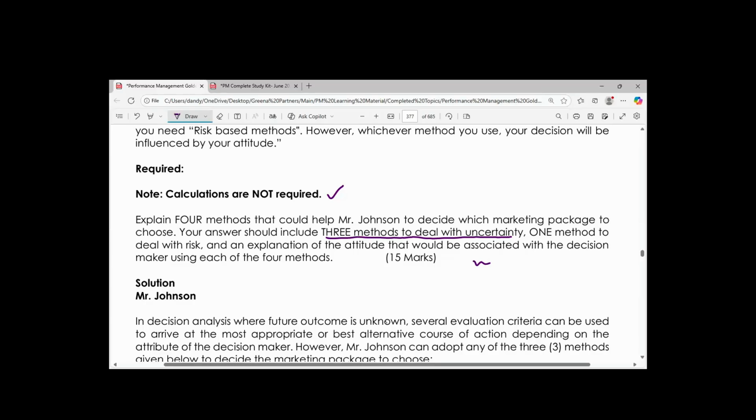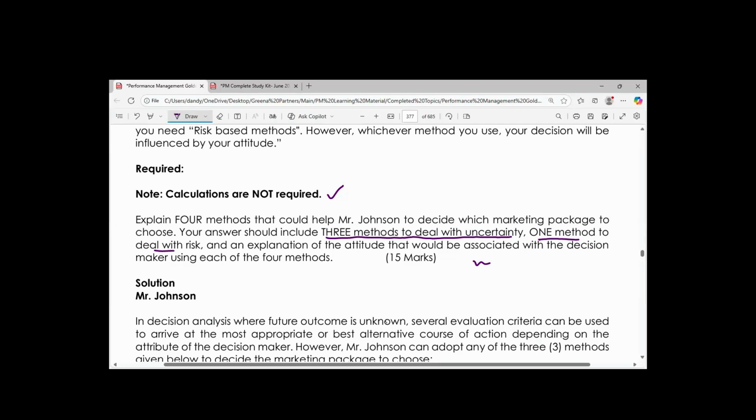Then you're also told to take one method to deal with risk. There are several methods of mitigating risk. We have the expected value method, standard deviation, coefficient of variation, simulation, sensitivity analysis, and decision tree. The examiner says you should only mention one. You should explain only one method of dealing with risk, and you can use any one of them.